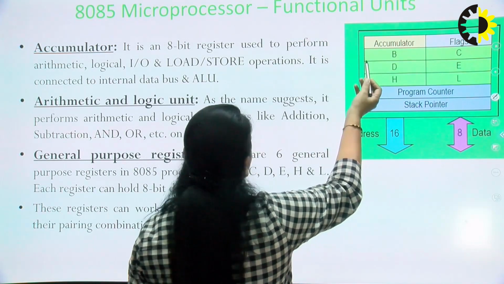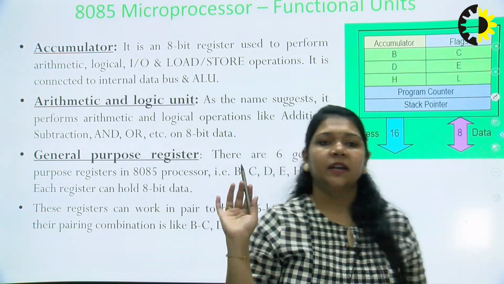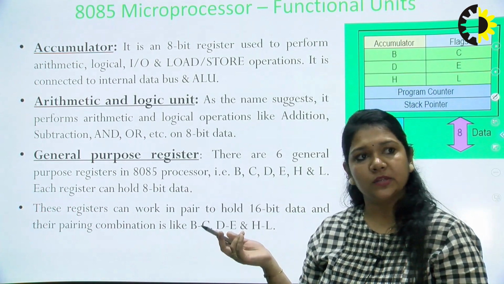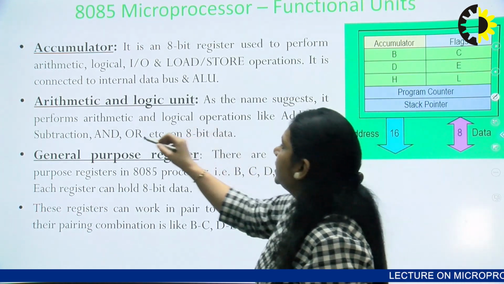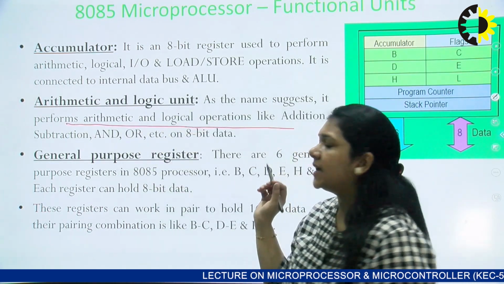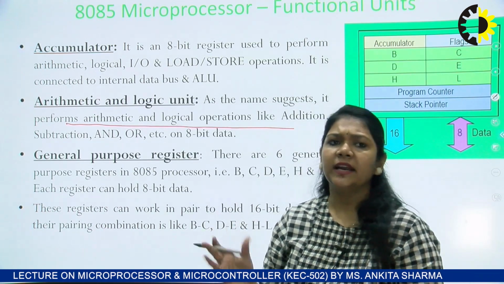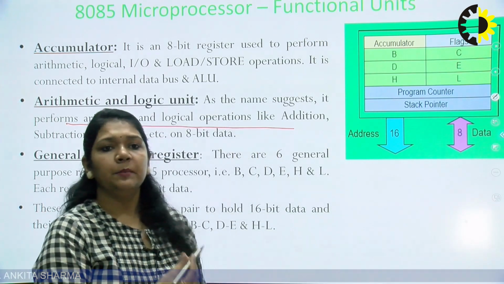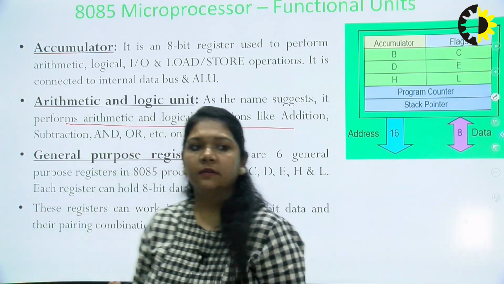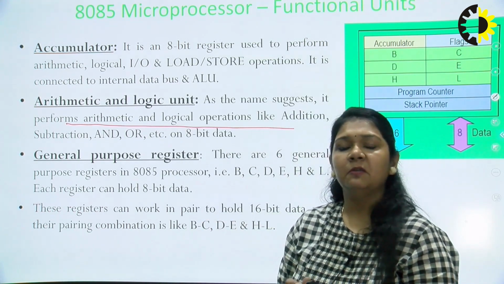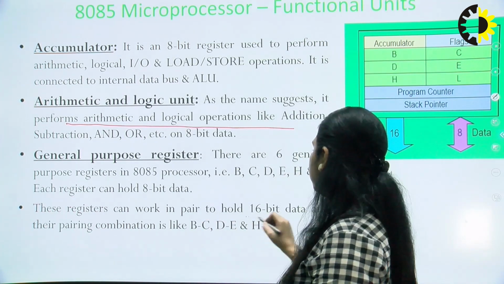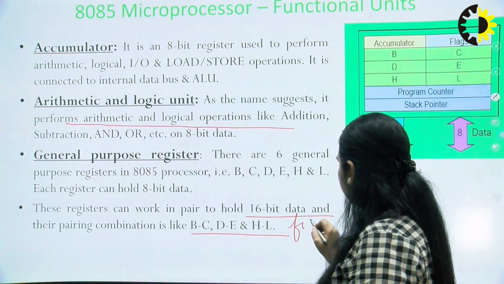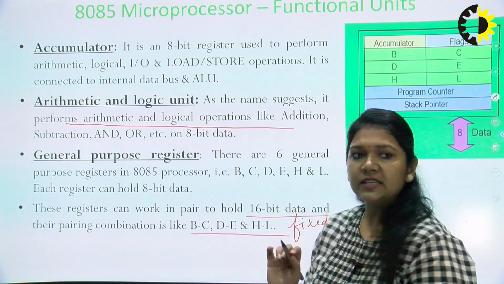Accumulator is an 8-bit register which is used to perform arithmetic, logic, input output, and load store instructions, and it is connected to the internal data bus and the ALU as well. The arithmetic logical unit is used to perform arithmetic and logical operations like addition, subtraction, AND, OR, etc. on the 8-bit data. General purpose registers we have discussed earlier. We have 6 general purpose registers, B, C, D, E, H and L, and these registers can work together as register pairs to hold 16-bit data. These pairs are fixed: BC, DE, and HL.